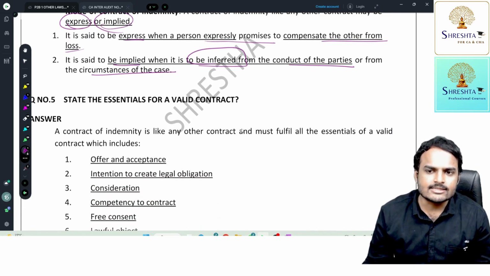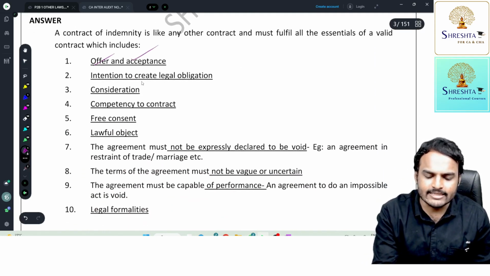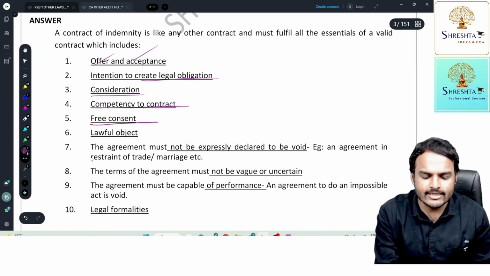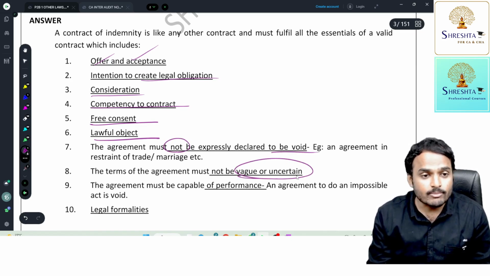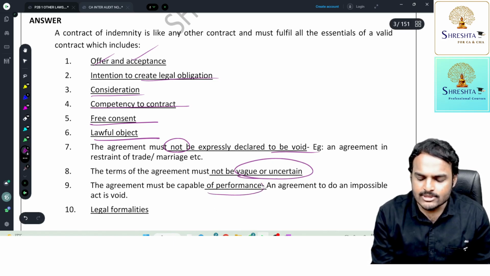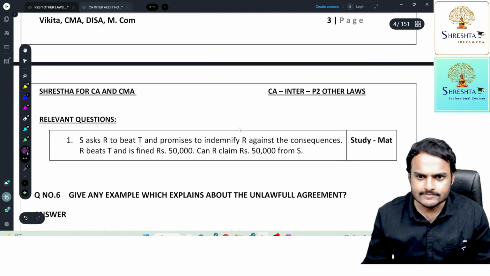Next, state the essentials of a valid contract. You all know the Section 10 essentials: offer, acceptance, intention to create legal obligation, consideration, competency to contract, free consent, lawful object. It must not be expressly declared to be void. Terms must not be vague or uncertain. The agreement must be capable of performance, and all other legal formalities.